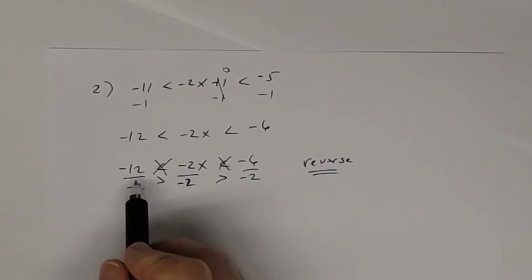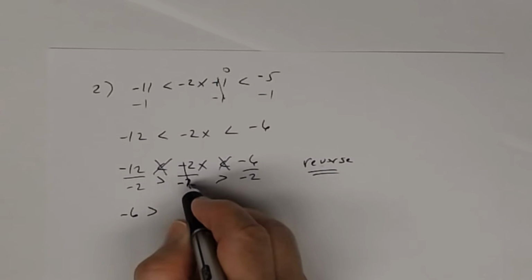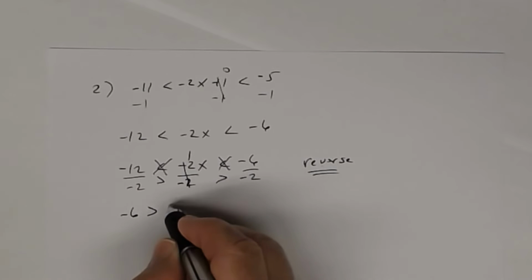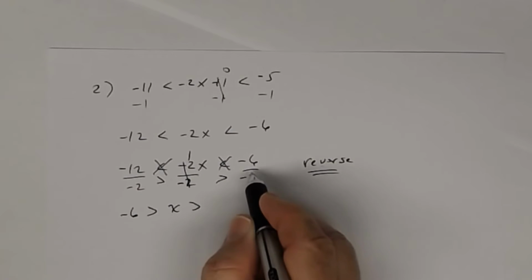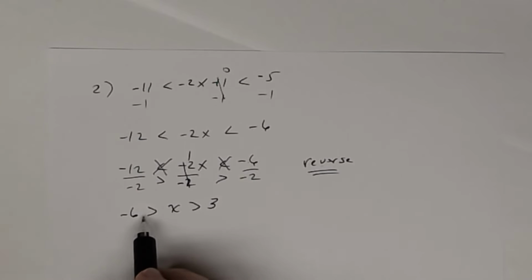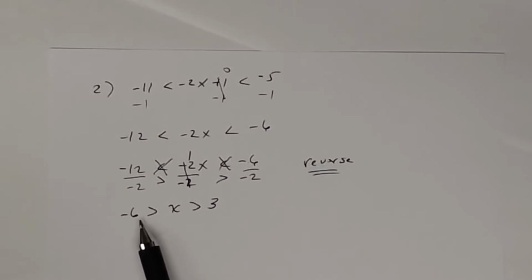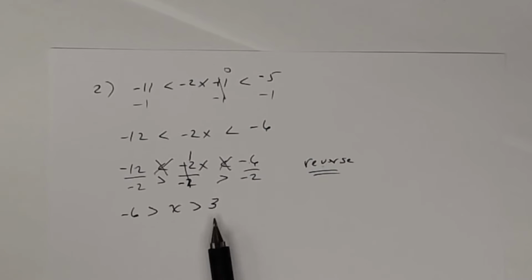And so now negative 12 divided by negative 2 is a negative 6 is greater than negative 2 divided by negative 2 is 1. 1 times x is x is greater than negative 6 divided by negative 2 is a positive 3. Now, remember though, and this is a correct statement, but remember, we tend to go from smallest to largest, right?